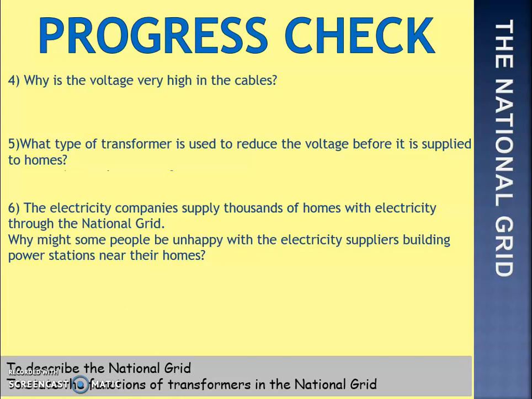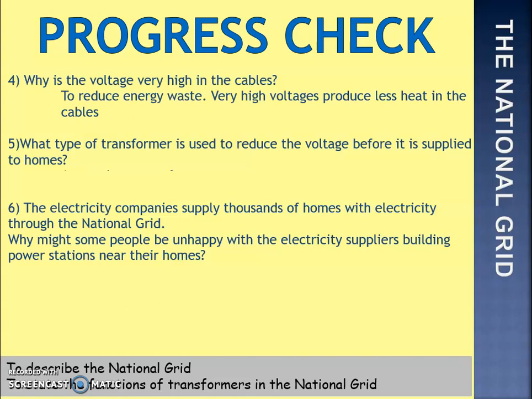Okay, so question 4. Why is the voltage very high in the cables? It's to reduce energy waste. Very high voltages produce less heat in the cables. So very low voltages will produce large amounts of heat because the current's so high. Question 5. What type of transformer is used to reduce the voltage before it's supplied to homes? That would be a step-down transformer.